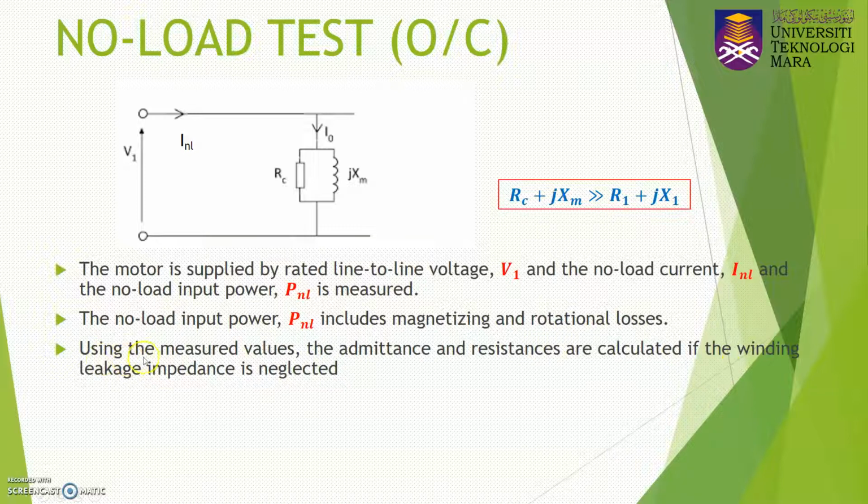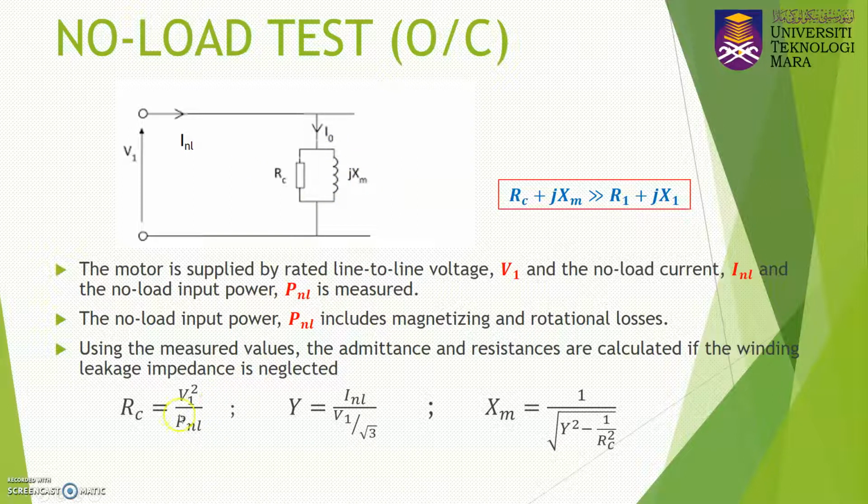So that's why it says that using the measured values, the admittance and the resistance are calculated if the winding leakage impedance is neglected. We neglect the values of R1 and jX1. We use the values of PNL, INL and V1 in order to determine the values of RC and jXM.